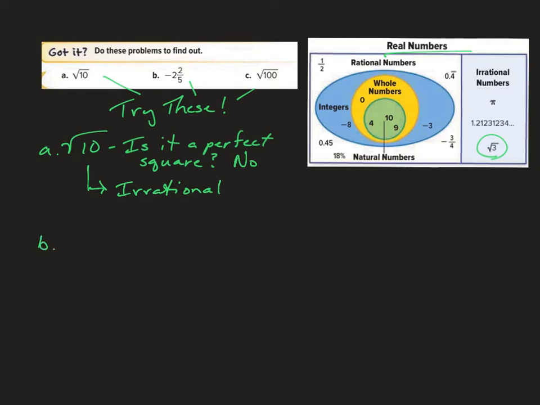For B, negative 2 2/5. I can just go right to my chart. And if I'm looking around, I know that a value that includes a fraction would fall into the rational numbers category. So it's a rational number.